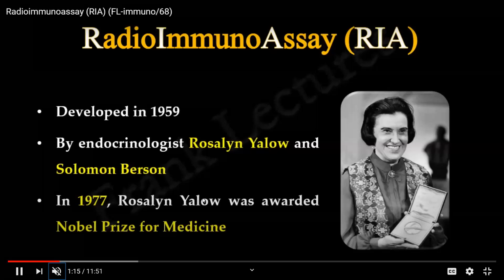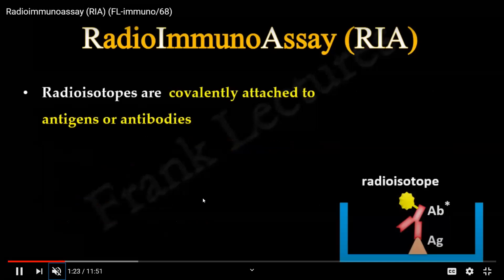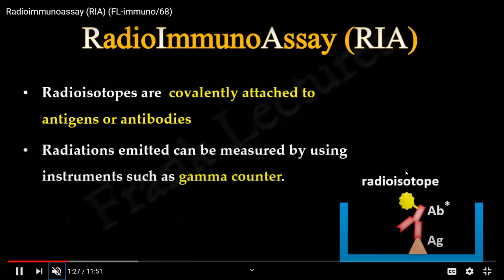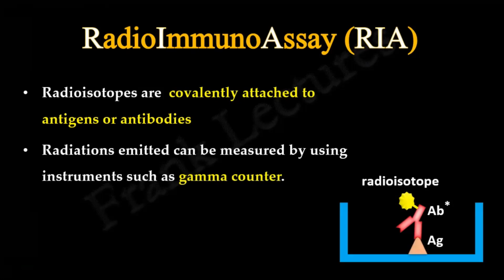Okay, now coming to the radioisotope. See here, this is an antibody, and on this antibody, the isotope has been labeled. These radioisotopes are covalently attached to antigens or antibodies, and since they are radioisotopes, they emit radiation. The radiation they emit can be measured by instruments such as a gamma counter. That is the name of the instrument used for measuring the radiation emitted by the isotope.